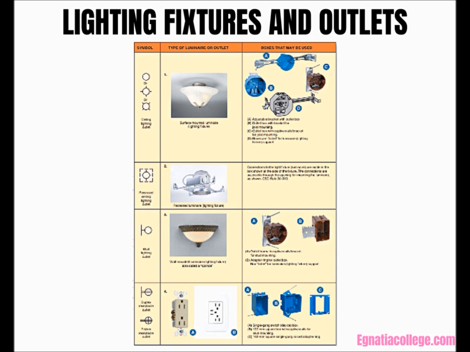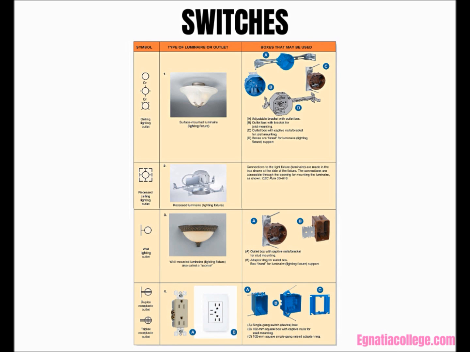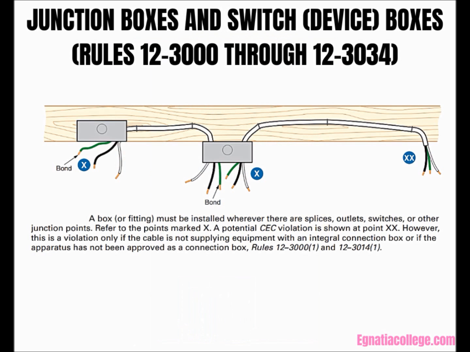Switches. This figure shows some of the standard symbols for various types of switches and typical connection diagrams. Any sectional switch box or 102 mm (4-inch) square box with a side mounting bracket and raised switch cover can be used to install these switches. Junction boxes and switch device boxes, Rules 12-3000 through 12-3034.